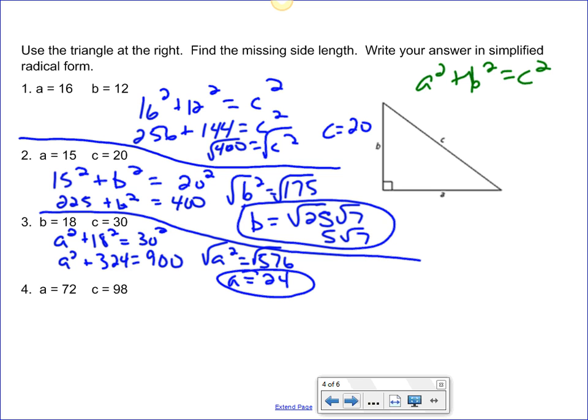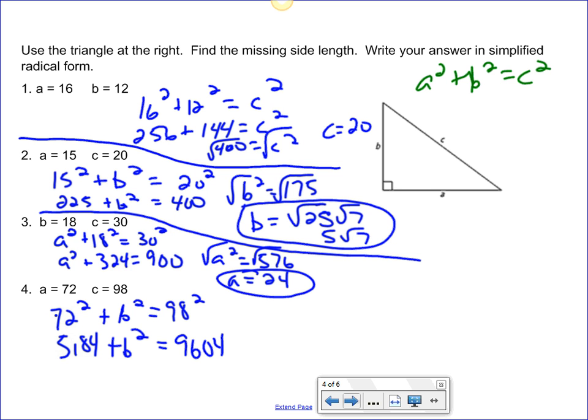Okay, and now for the last one, 72 squared plus B squared has to be equal to 98 squared. So 72 squared is 5,184 plus B squared is equal to 98 squared, which is 9,604. If I subtract off the 5,184, I would get B squared is equal to 4,420. And I'm just checking to see if that's a perfect square.